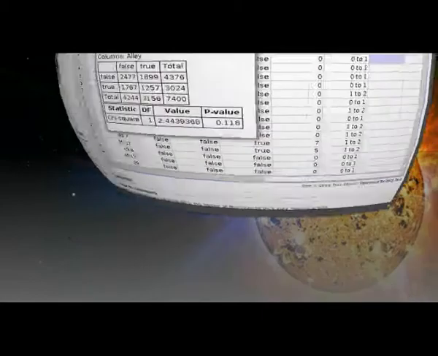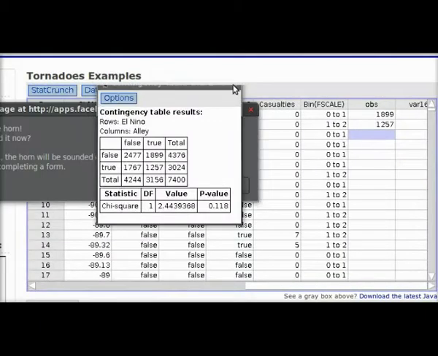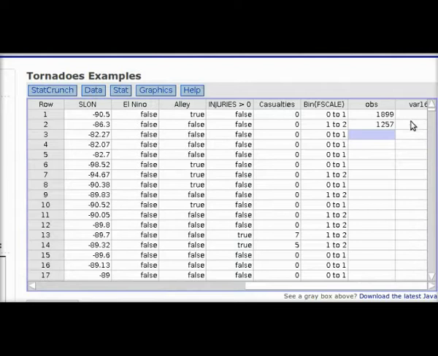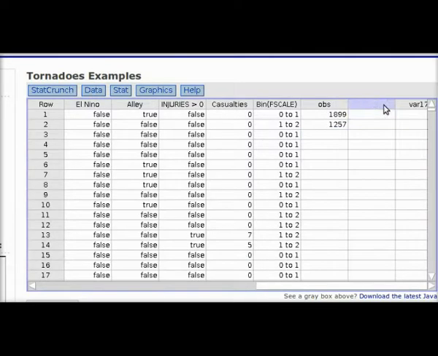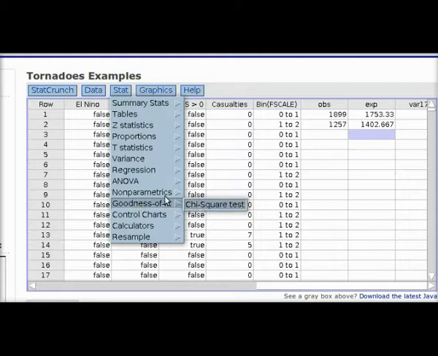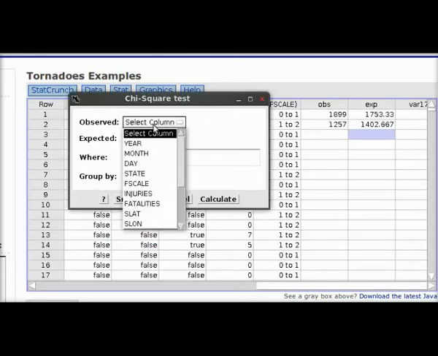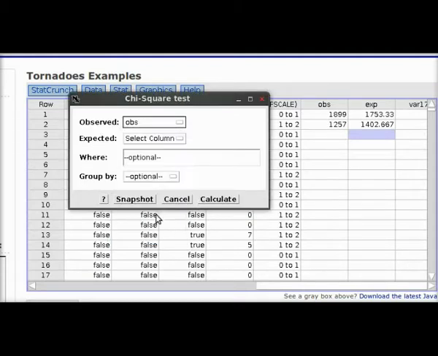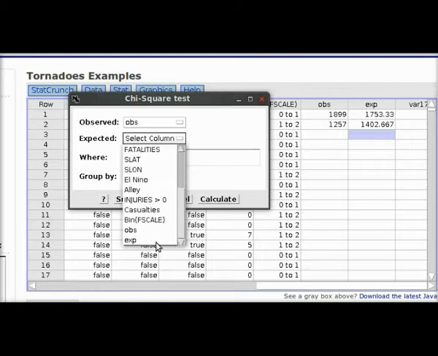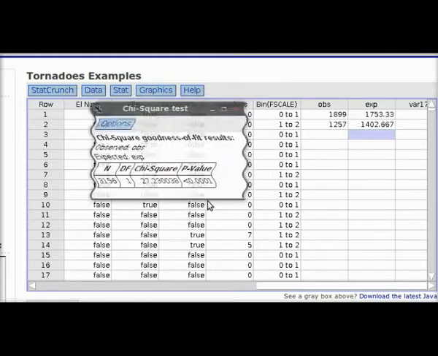So coming back to StatCrunch, close this column. I want to work on variable 16. I want to rename this as my expected counts, and I should see 1753 here and 1402.667 here. Now to do the chi-square goodness of fit test, we go to Stat, Goodness of fit, Chi-square test. My observed values are in the column I called observed. My expected counts are in the expected count, and calculate.